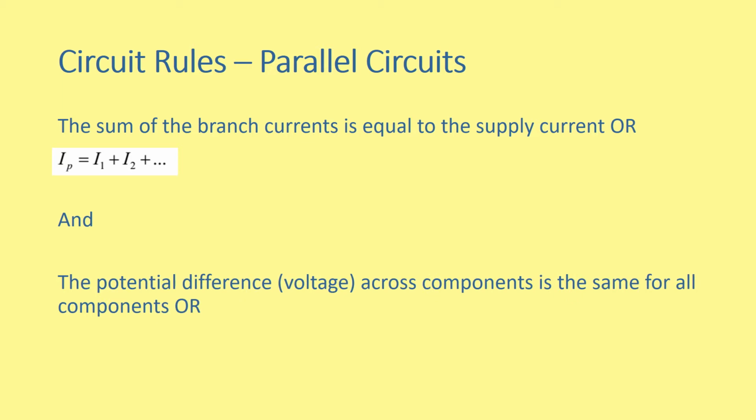Also, we can say that the potential difference, that is the voltage across the components, is the same for all components, or Vp, voltage of the parallel circuit, is equal to V1 is equal to V2. So in the previous circuit, each of the branches would have the same potential difference measured across them.